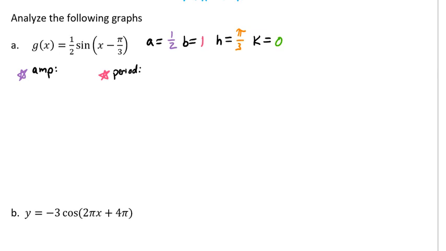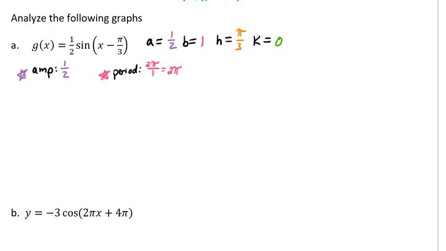This allows us to find our amplitude and our period, both things that we need to know for analyzing. Our amplitude is the absolute value of our A value, so the absolute value of 1/2 is going to be 1/2. And our period is going to be 2 pi divided by B, which in this case is a 1, giving us a period of 2 pi.